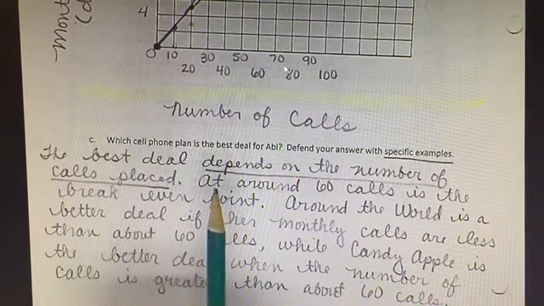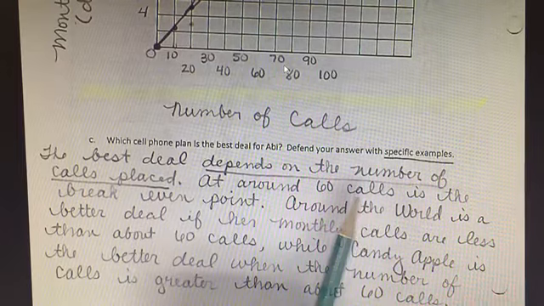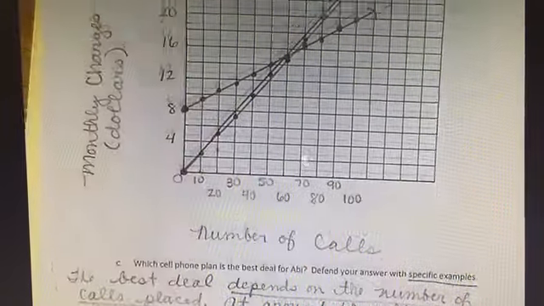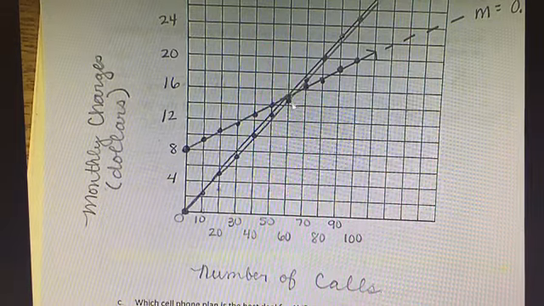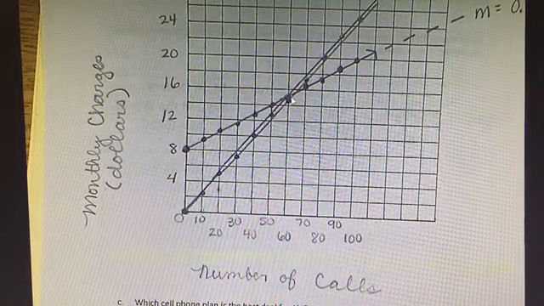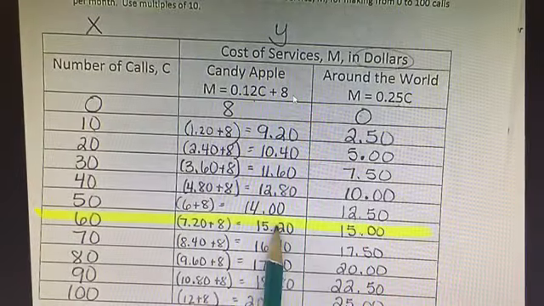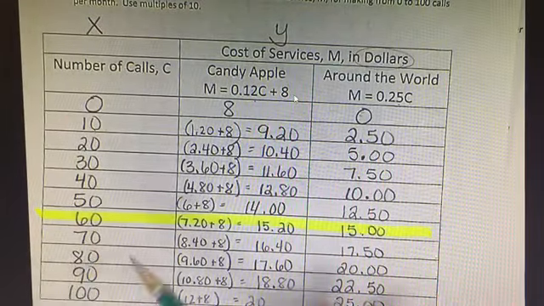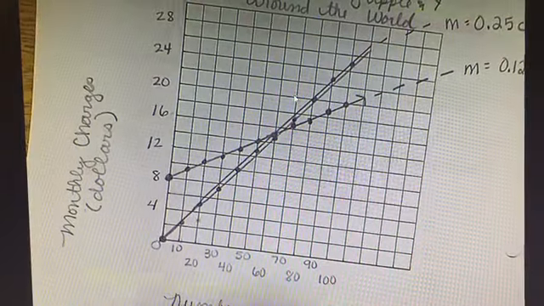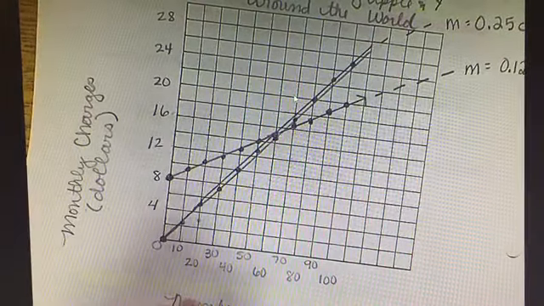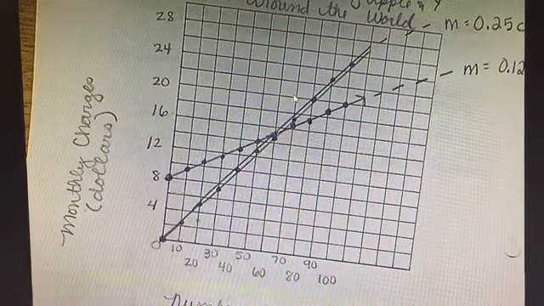You need to tell me what that break-even point is. So for us, it was around 60 calls. If we looked at our graph, that's about where they met, right here in the middle. And then if we looked at our table, that's where they were about even, at 60 calls, okay? So around 60 calls is the break-even point. So you're going to want to make sure you tell me that.